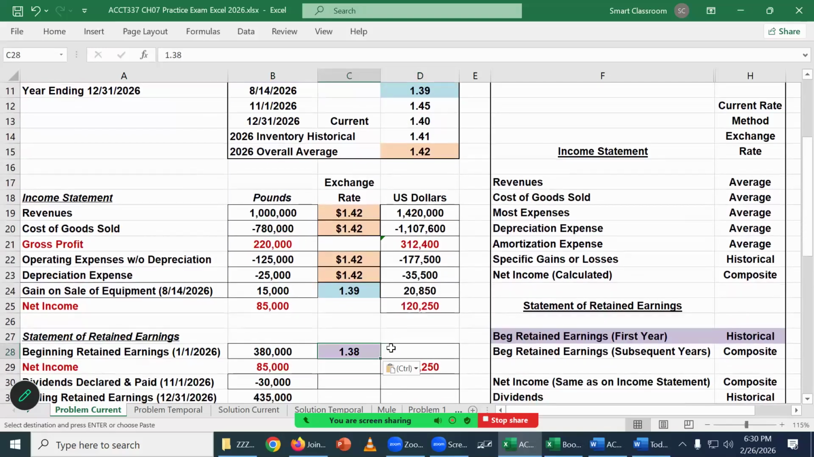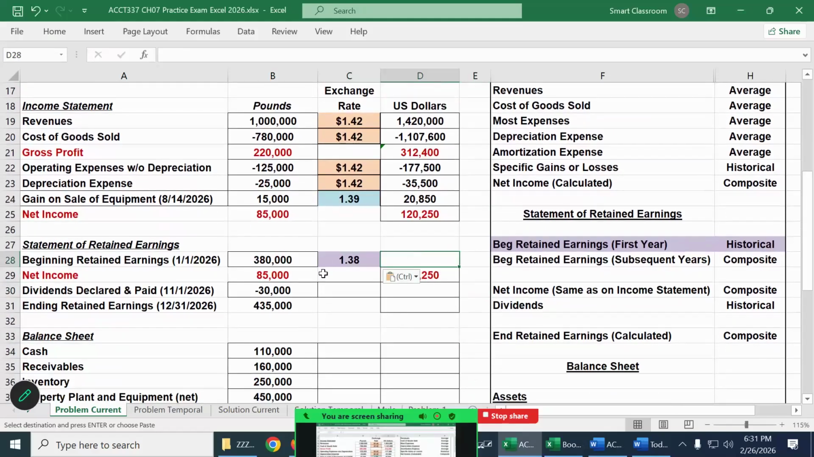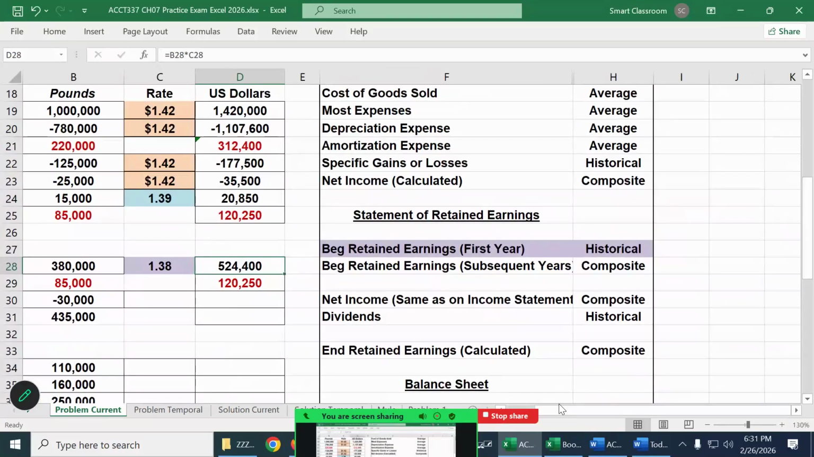Here. And by the way, for the first year, this will be the first one. After this, whatever the ending is for 2026 will be the beginning of 2027. You'll just keep transferring it up, and it won't be the same, obviously. It'll be whatever the ending is and starting over. Okay, so 524,400.